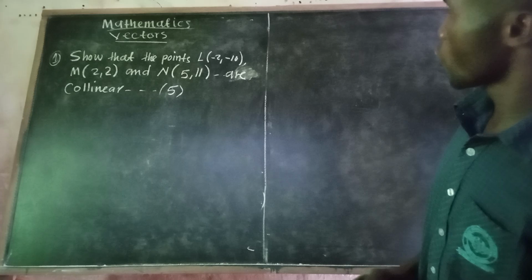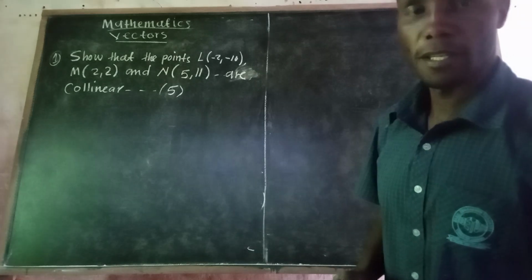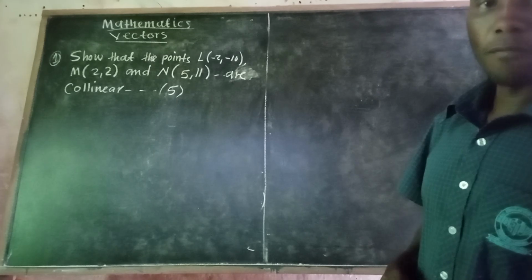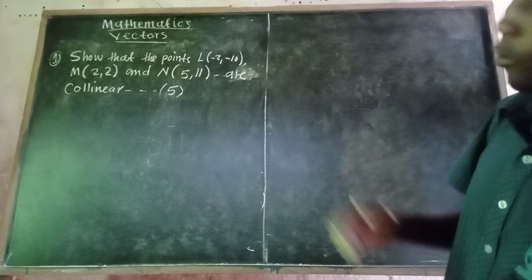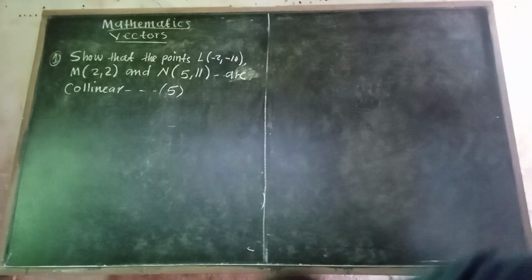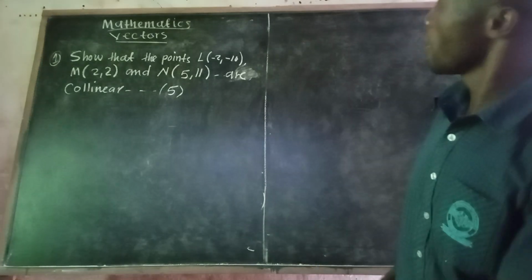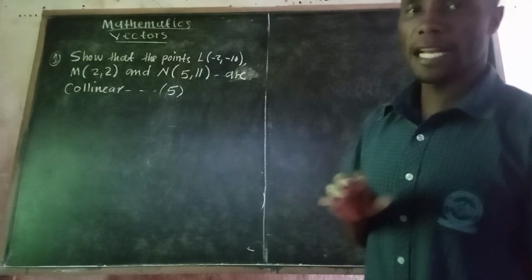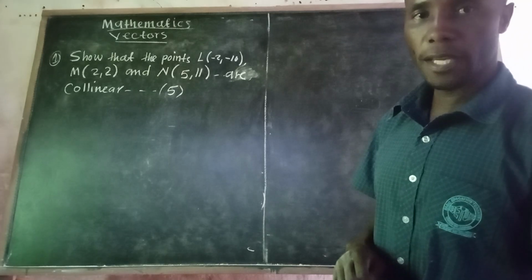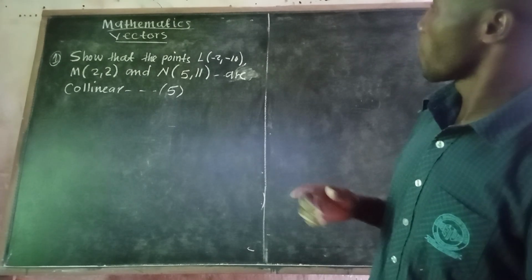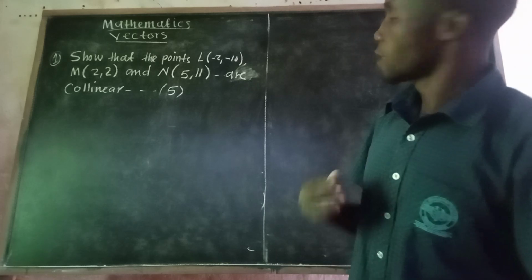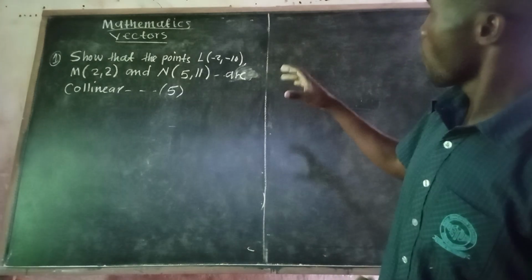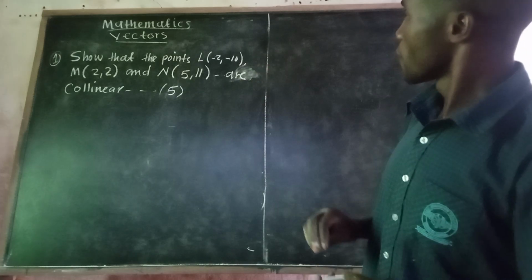So now, how do we show that the given points are collinear? First of all, we need to understand the word collinear. What does that mean? In a simpler way, it means the points that are lying on the same line, or circles that have the same center. So those are called collinear. So here we want to show if they are collinear.